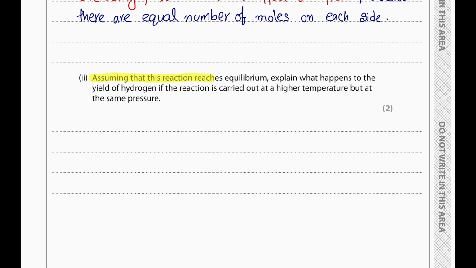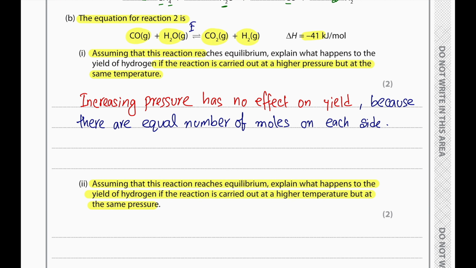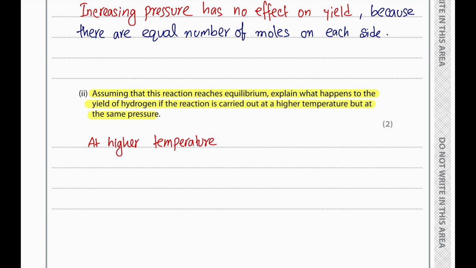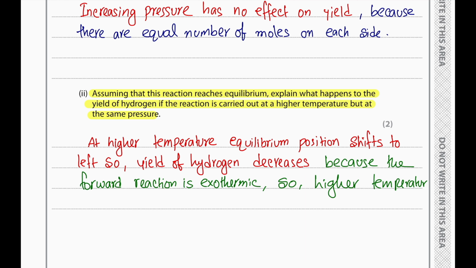Assuming that this reaction reaches equilibrium, explain what happens to the yield of hydrogen if the reaction is carried out at a higher temperature but at the same pressure. Since the forward reaction is exothermic, if we carry out this reaction at a higher temperature, then the backward reaction will be favored. So we can write the answer this way. At higher temperature, the equilibrium position shifts to the left, so the yield of hydrogen decreases. Because the forward reaction is exothermic, high temperature favors the backward reaction.